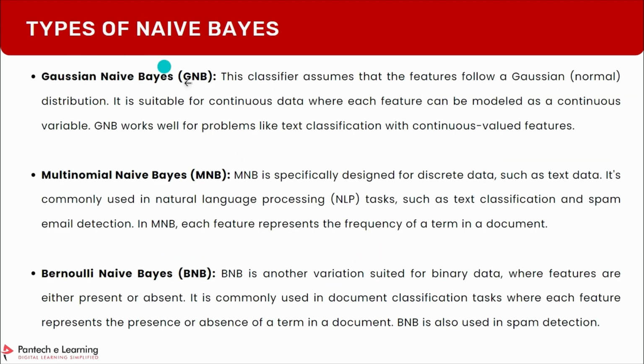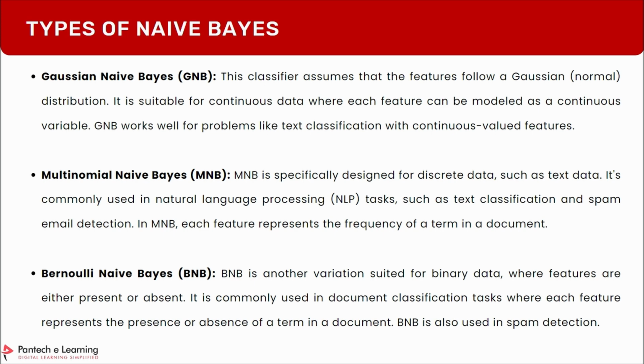We'll see about the types of naive Bayes now. It has 3 types. We are not going into that deeper; we'll see when we cover the NLP task, and then you can understand. The first one is Gaussian naive Bayes. This classifier assumes that the features follow a Gaussian distribution. Once again, you know how to find a Gaussian distribution. If it has a bell-shaped curve, it is suitable for continuous data.